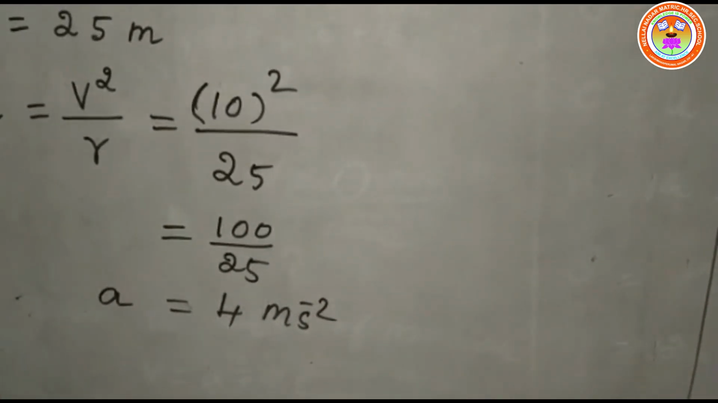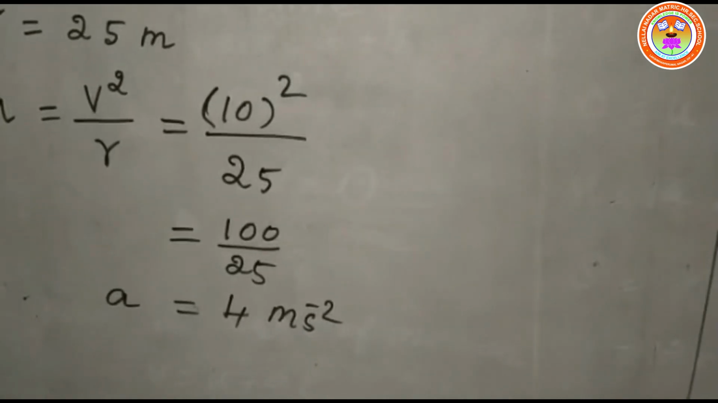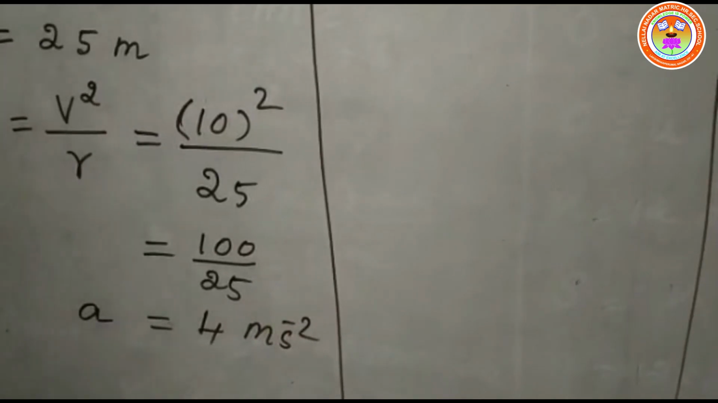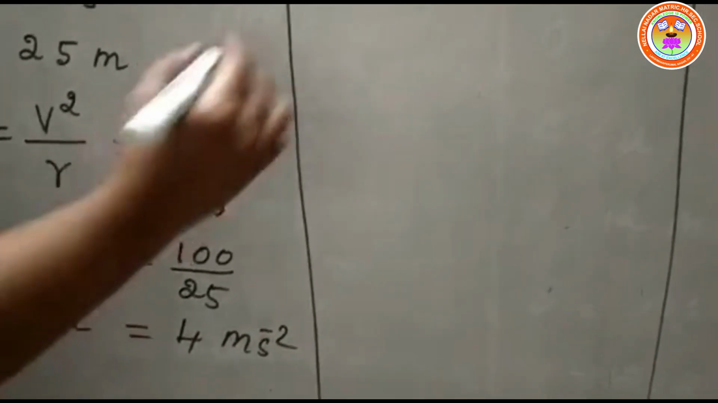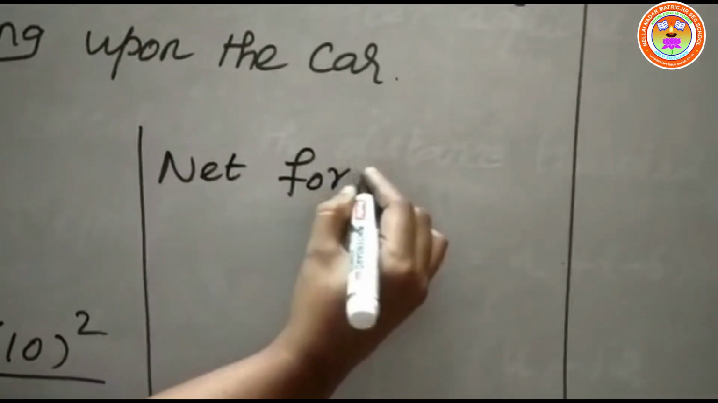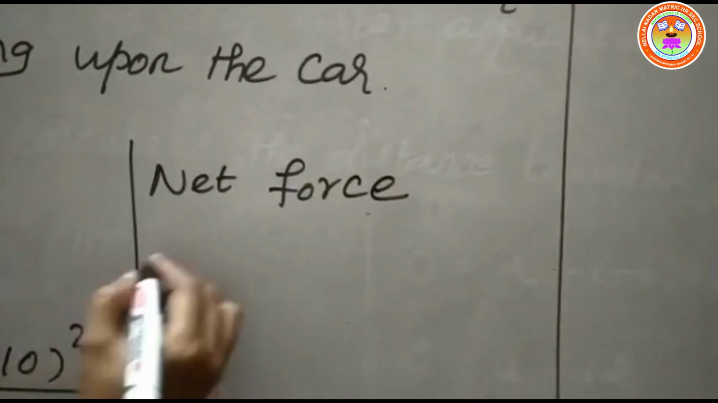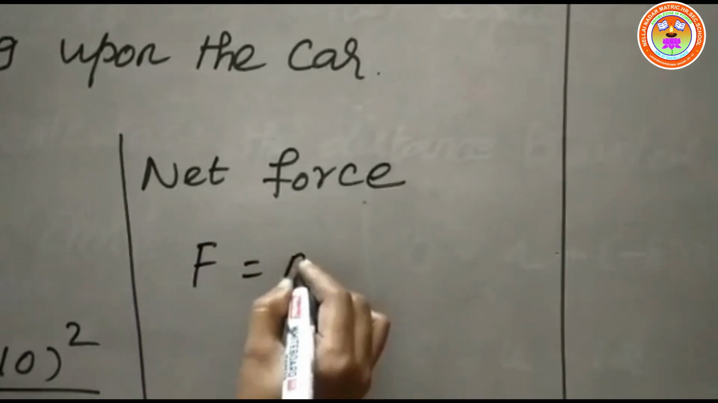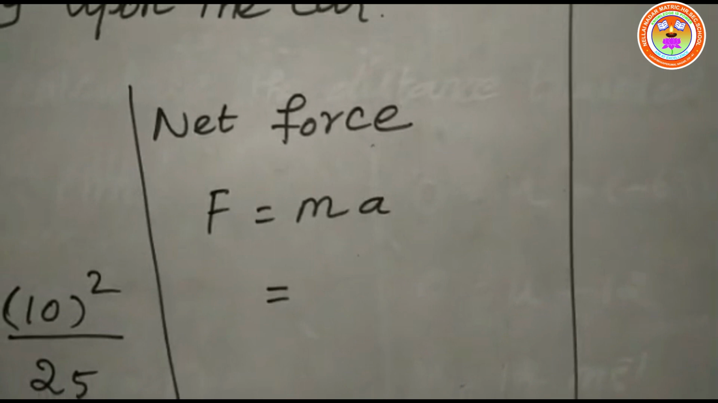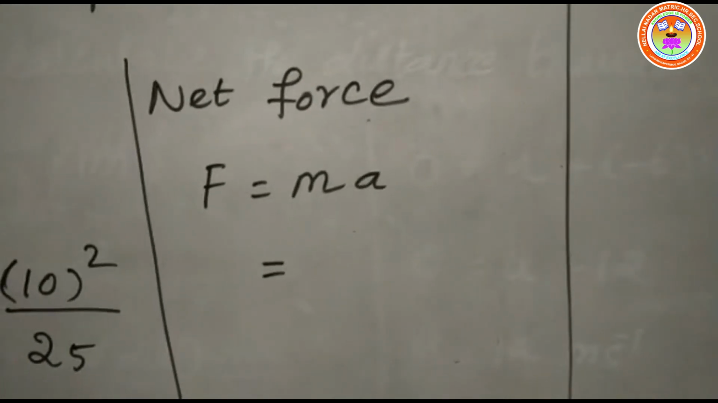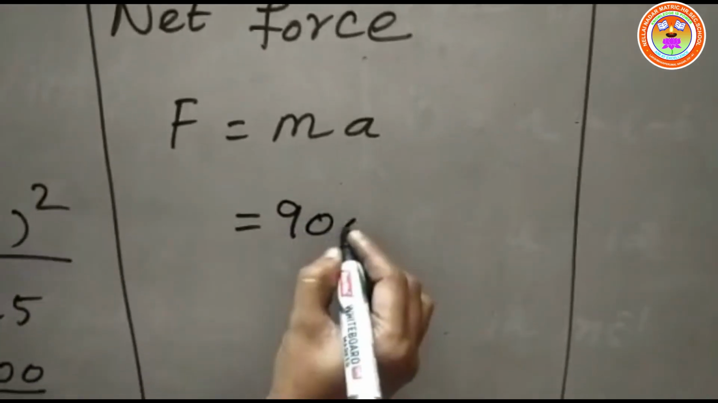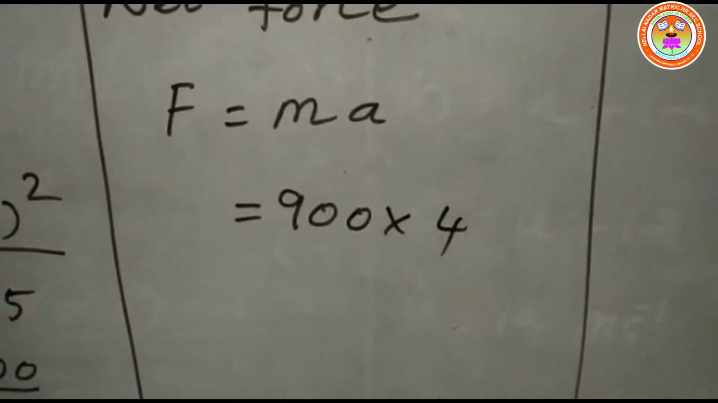So using the acceleration of the car, we are able to find the net force acting on the object. The net force formula we already know. According to Newton's second law, we can find the force formula. So F is equal to m into a. m is the mass of the car, or the weight of the car, and a is the centripetal acceleration. Now we substitute the values as m is equal to 900 and a is equal to 4.